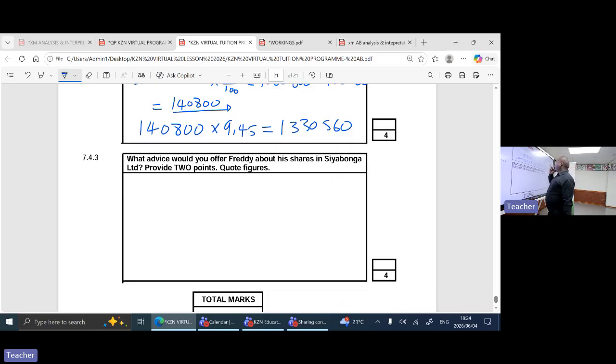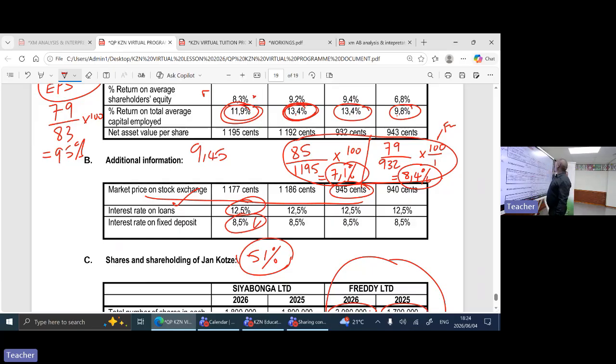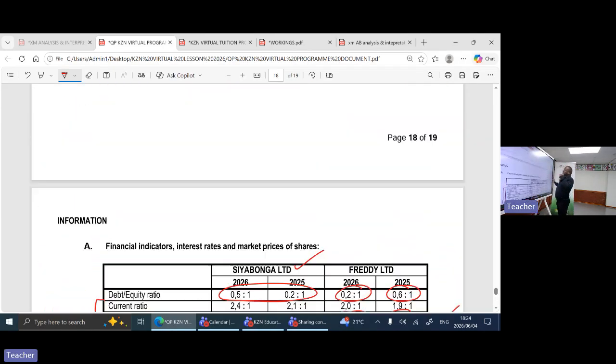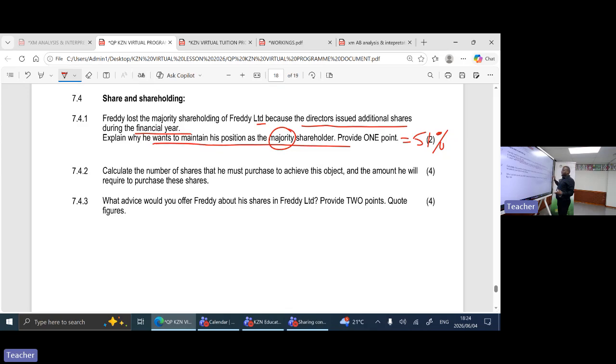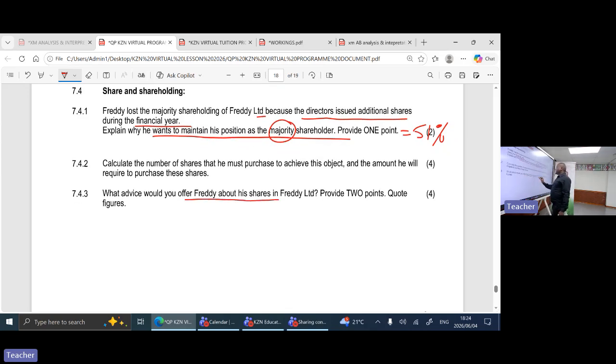The basic question again: what advice would you offer Freddy about his shares in Siyabonga Limited? Provide 2 points. What advice? I know in the question paper, if I wrong, in the question paper, let me just open it. It's on Siyabonga, question paper it's on Fred. What advice would you offer Freddy in his shares in Fred Limited? It's not supposed to be Fred, it's Siyabonga. Offer Freddy about his shares.